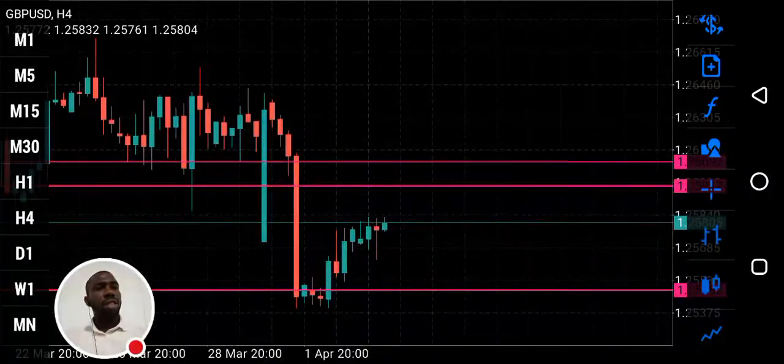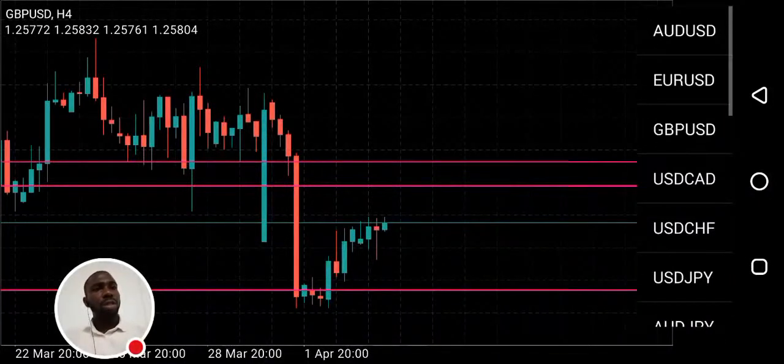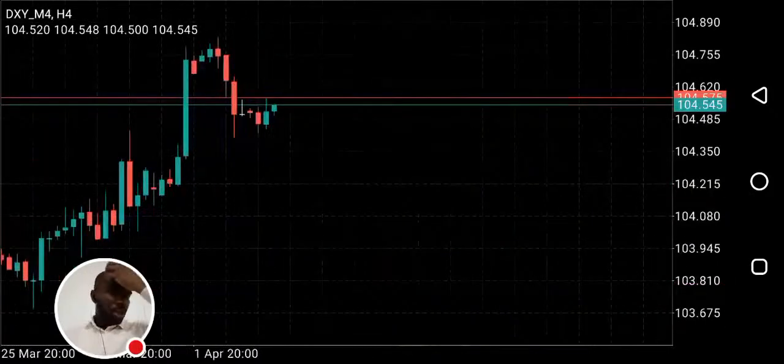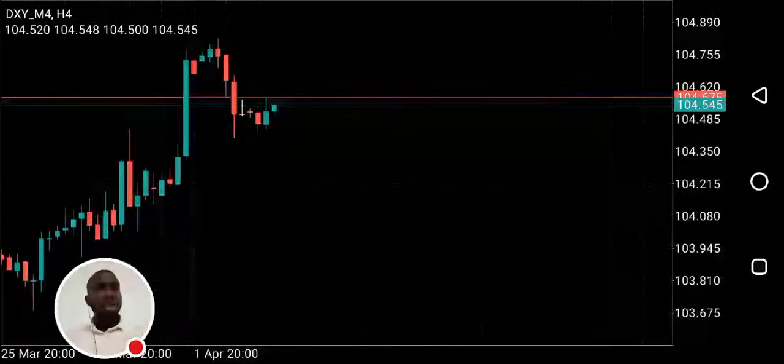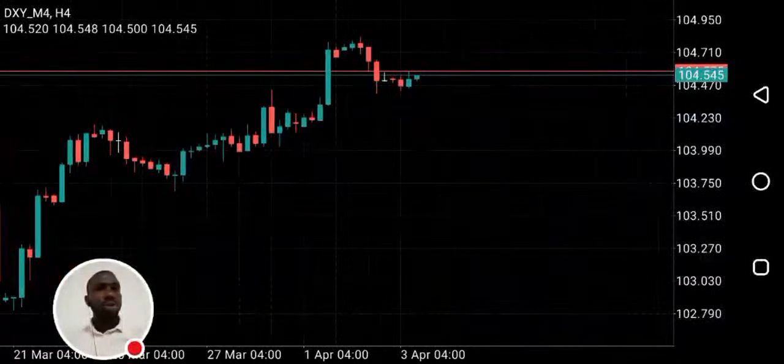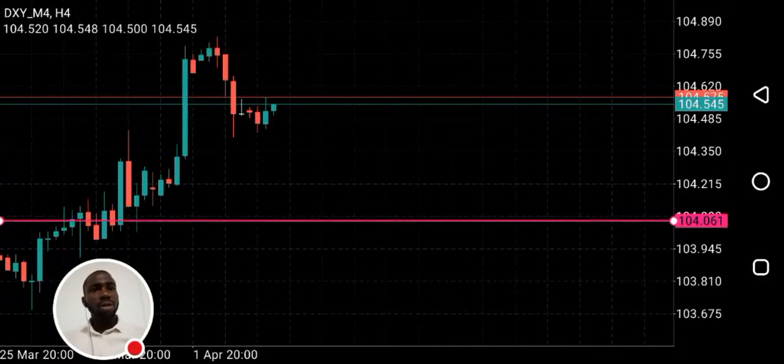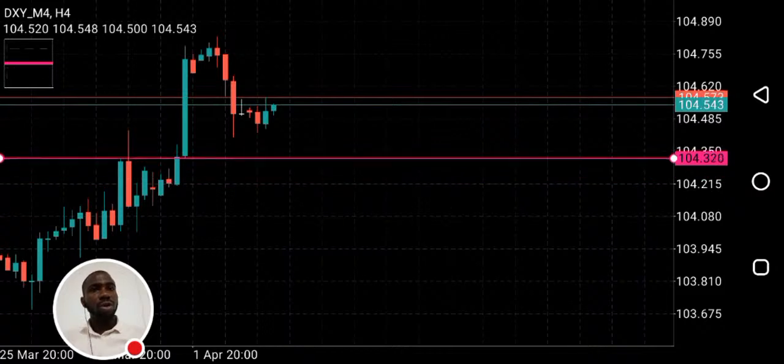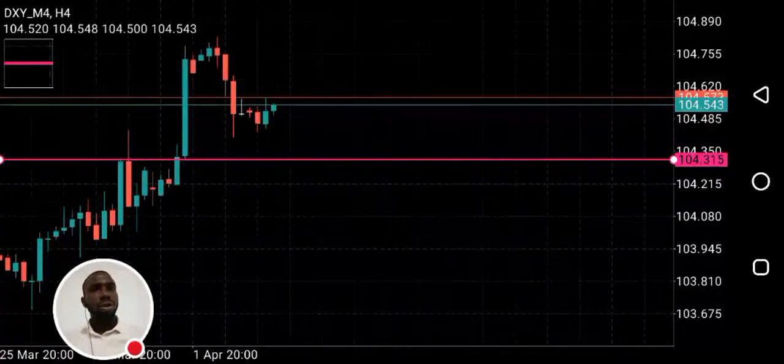Let's check DXY. You can see DXY is bullish. That tells us that the US dollar is strong.